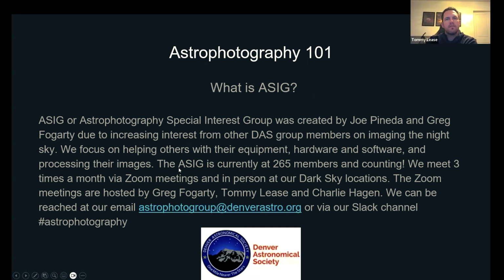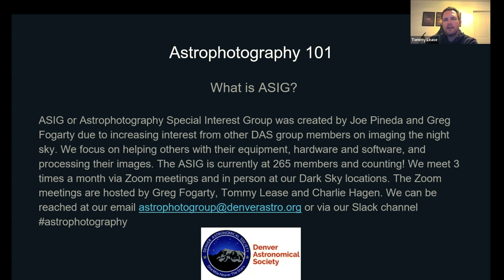So what is the ASIG? ASIG, or Astrophotography Special Interest Group, was originally created by Joe Pineda, who is doing the MakerSIG now, and also Greg Fogarty. This was created due to an increasing interest from other DAS group members in imaging the night sky. So we focus on helping others with their equipment, hardware, software, and also processing their images.